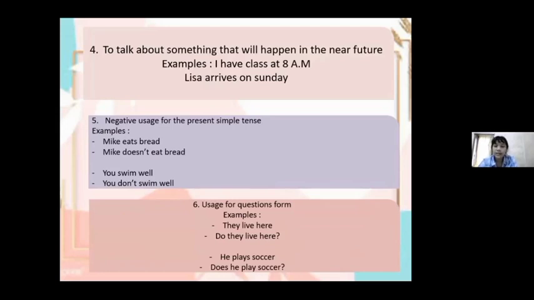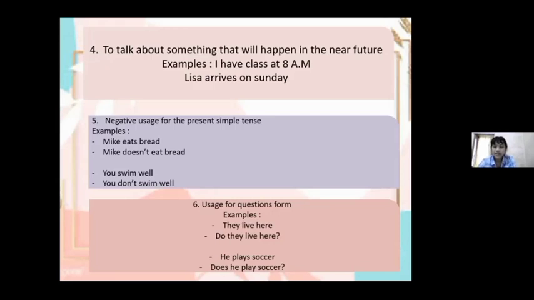The second example is you swim well. Di sini karena subjeknya you, jadi kita tidak menambahkan s pada akhiran swim. Pada contoh kalimat negatif, you don't swim well, di sini kita menggunakan do not or don't, because the subject is you. Ini juga berlaku pada subjek I, they, dan we.